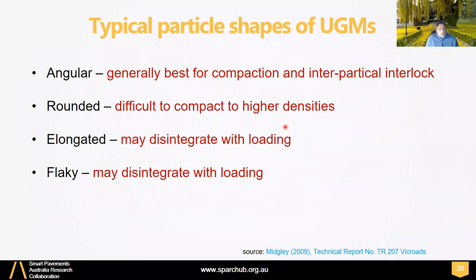In addition, particle shapes are also important. So there are four particle shapes listed here: angular, and this is the best kind for interlock and compaction. Then rounded, a bit difficult to compact and achieve high densities. Elongated and flaky can disintegrate with loading because of the elongated nature.